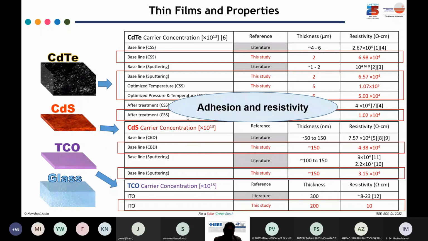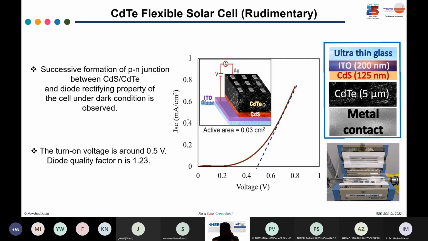So we have to be very careful about the adhesion as well as the resistivity, because there might be some non-uniformity in the joints or in the junction between these two, and the resistivity may be higher. So we have to be careful about two things, adhesion and resistivity, when we are growing on top of thin glass substrates.